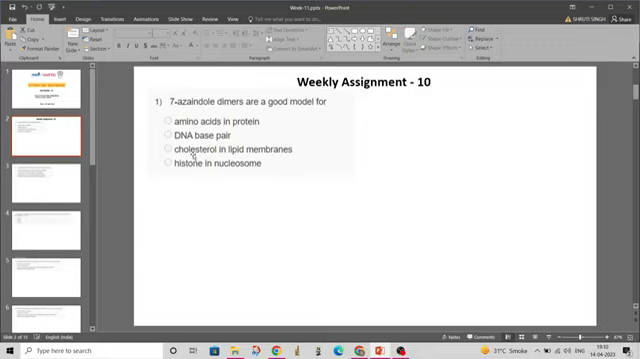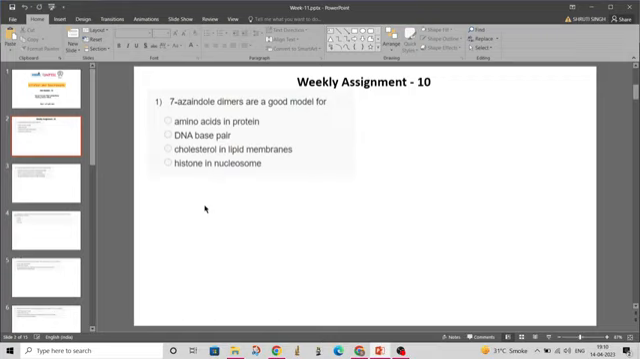So let's start now. We have already covered a lot of topics in the course, and almost the 12th week content has already been released, and we are approaching the end of the course, and the exams are also near. So let's finish it off quickly. So weekly assignment 10.